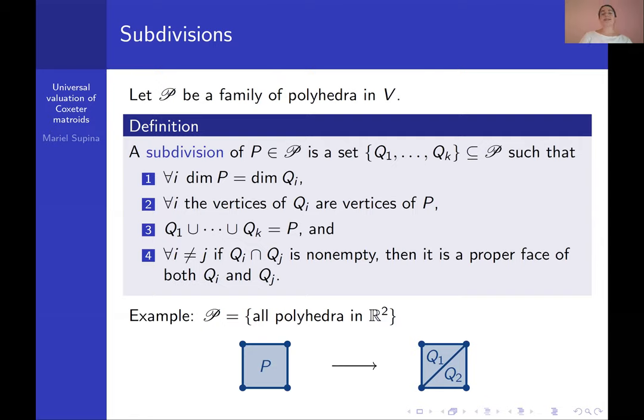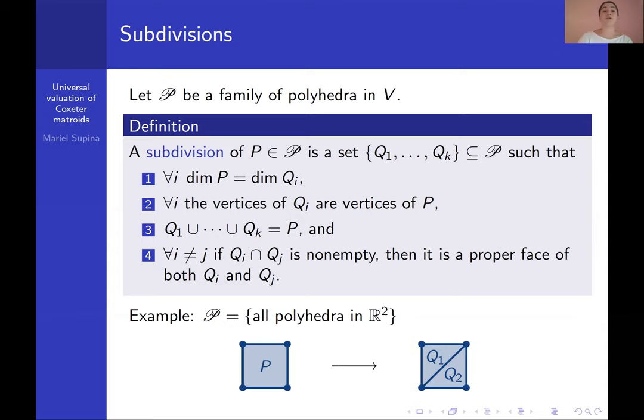So the function should evaluate to 0. And we can see that evaluating on P should be the same as evaluating the function on Q1 plus Q2 minus their intersection. And indeed, Q1 is not contained in the half space, so I get 0. Q2 is contained, so I get 1, but then their intersection is also contained in the half space, so I subtract 1, and then I get 0 again, so this works.